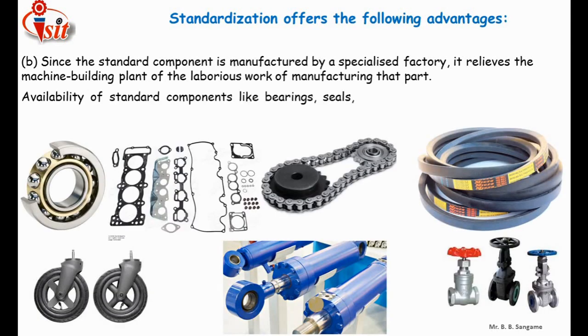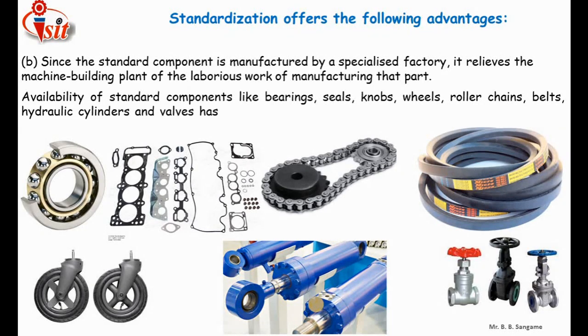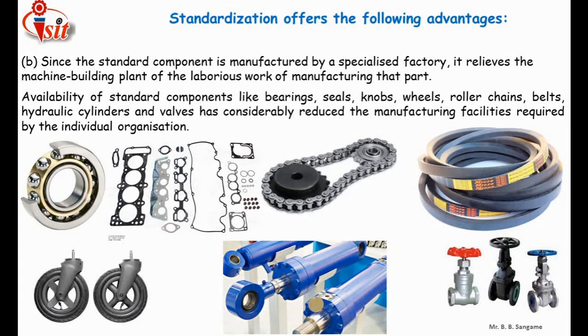Availability of standard components, bearings, seals, knobs, wheels, rollers, chains, belts, hydraulic cylinders, valves, has considerably reduced the manufacturing facilities required by individual organizations. Many organizations used to produce various types of machines. For these machines, a number of components like bearings, oil seals, sprockets, wheels, chains, belts, hydraulic cylinders, and valves are required.